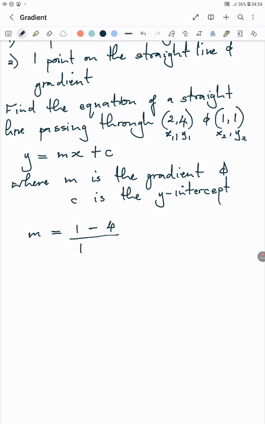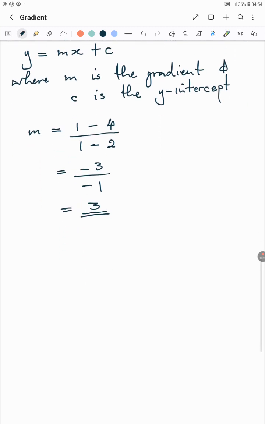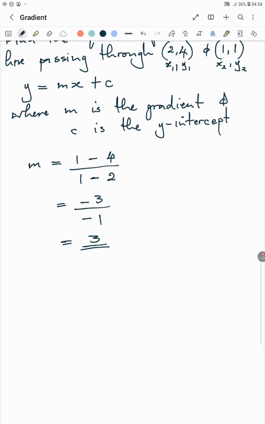X2 is 1 and x1 is 2. So our gradient will be equal to minus 3 over minus 1, and you get your answer is positive 3. So now we have the gradient. So what do we need to do? We go to the equation of a straight line.